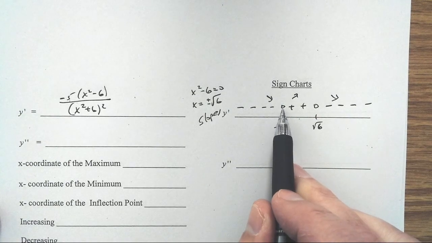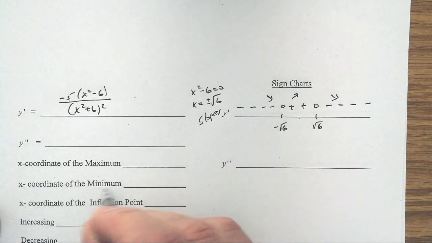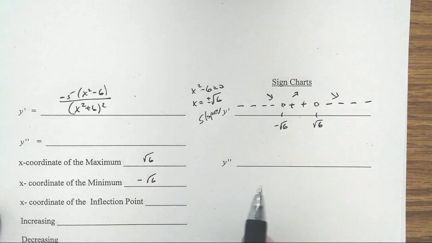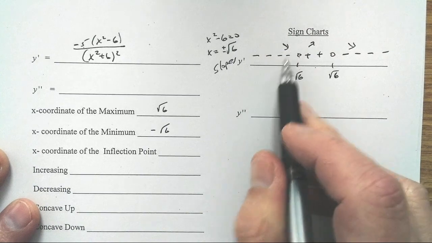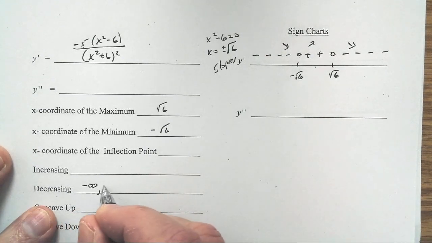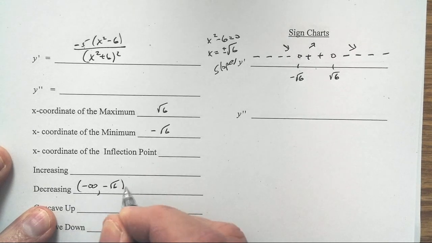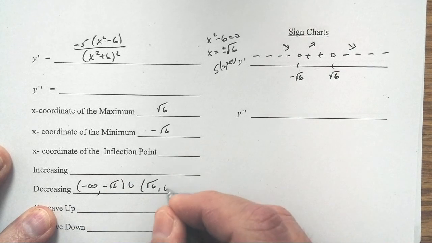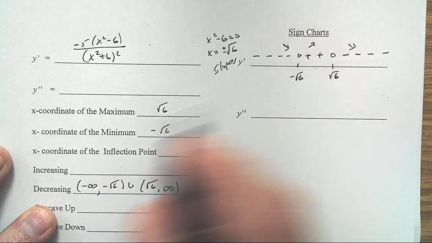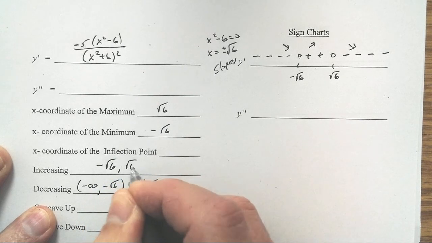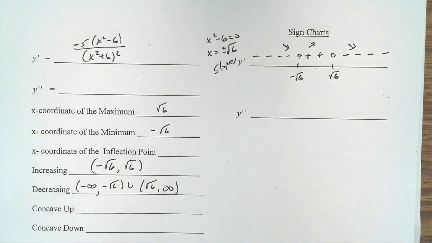We have a minimum at negative square root of 6. We have a maximum at square root of 6. Our graph slope is negative until we get to negative square root of 6. So it's decreasing from negative infinity to negative square root of 6, in union with it decreases again from square root of 6 to infinity. But it is increasing between the two, negative square root of 6 to square root of 6. And that takes care of our first derivative.